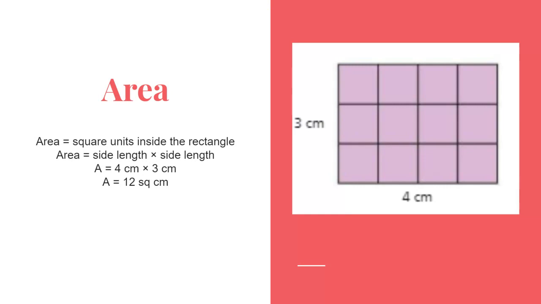Area equals the square units inside the rectangle. And the formula we use to find area is equal to the side length times the side length. So if you look at my picture over here, I have a rectangle with a side of 3 and 4. So if I'm going to find the area, I'm going to do 4 times 3, which is 12. The area of this shape is 12.